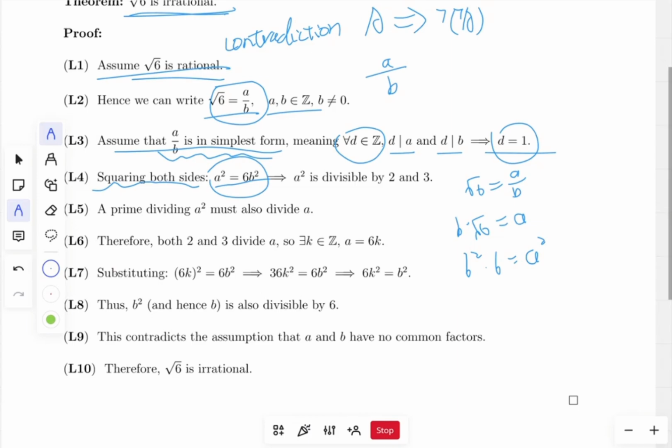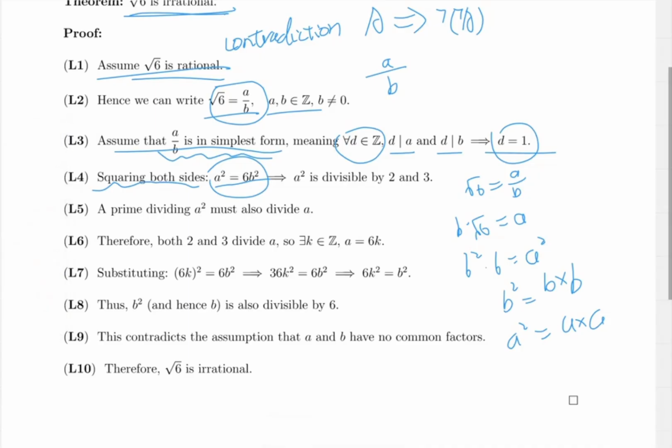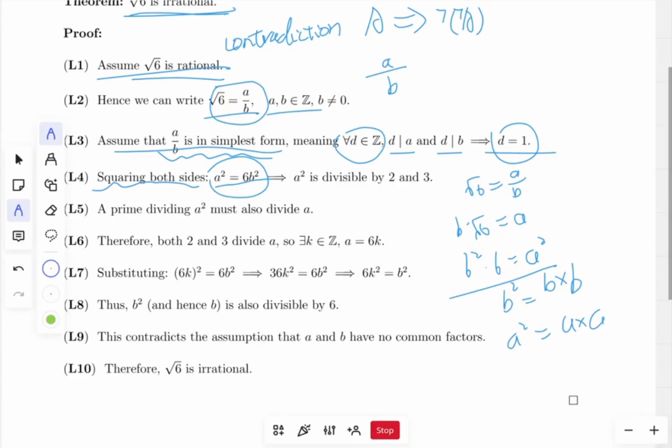And because a and b have no common factors, and b squared equals b times b, a squared equals a times a, b squared and a squared also have no common factors. Therefore, in this form, b squared times 6 equals a squared, so a has to be divisible by 6. And due to 6 equals 2 times 3, if a is divisible by 6, then a has to be divisible by 2 and 3.